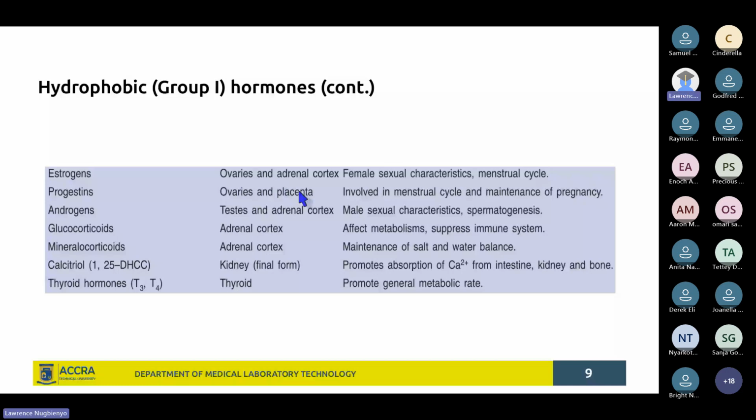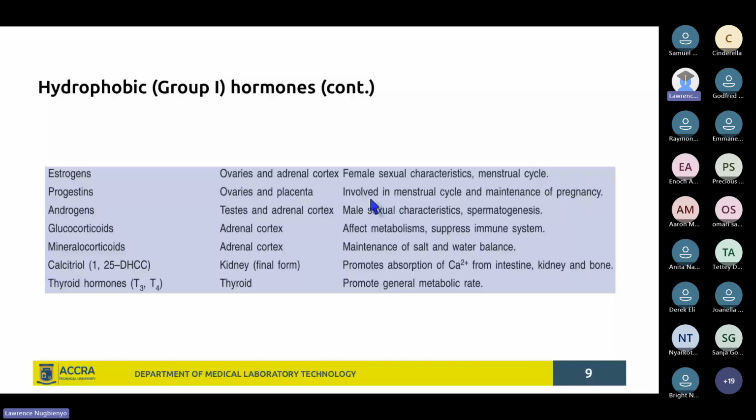Now, estrogens, of course, are responsible for female sexual characteristics and the menstrual cycle. And you have the progesterone involved also in the menstrual cycle and the maintenance of pregnancy. Androgens, so these will be in males. All of these, when you look at the structure, they are steroid hormones. So they will have that structure of the steroid.